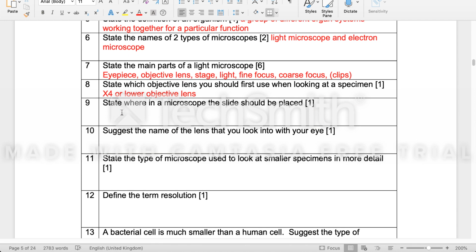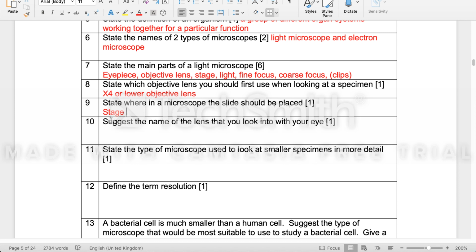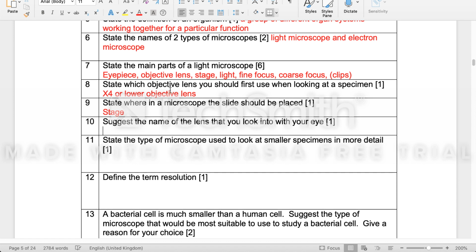All right, number 9, state where in the microscope the slide should be placed. So when you have your slide prepared and you're ready to put it onto your microscope, where are you going to put it? And that place is the stage, right? Okay. Number 10, suggest the name of the lens you look into with your eye. So when you're done putting the slide onto your microscope and you're ready to look at it, where do you actually look at? And that piece is called the eyepiece. Oops, eyepiece.